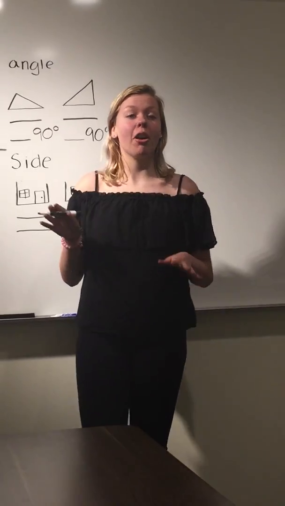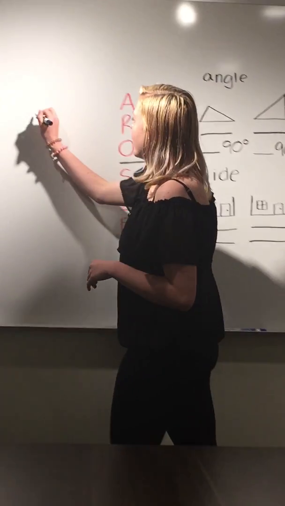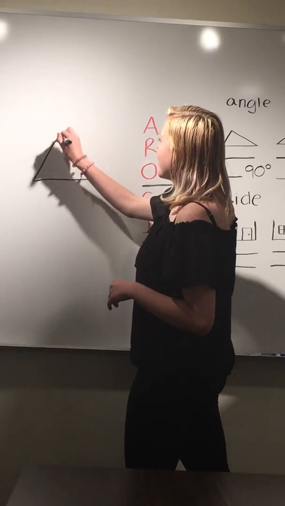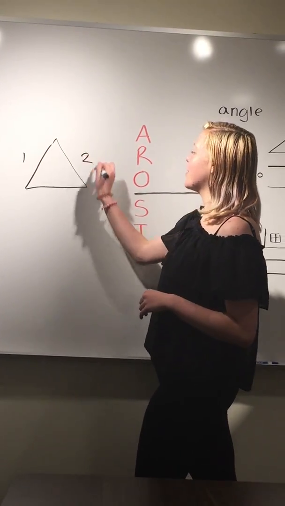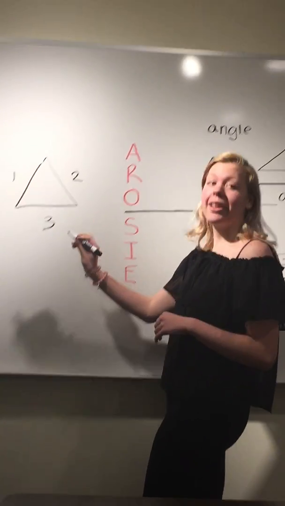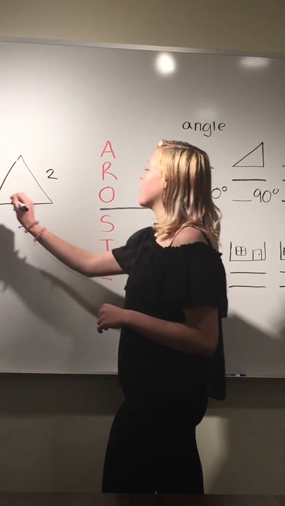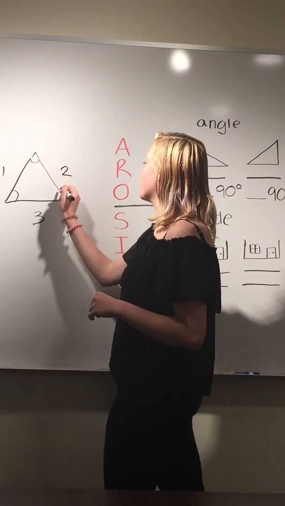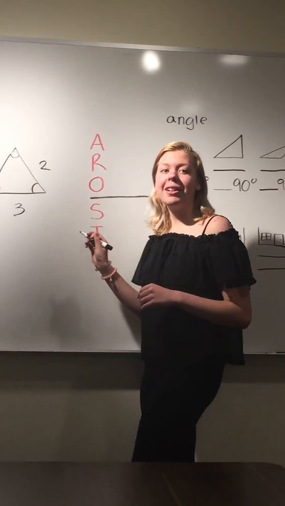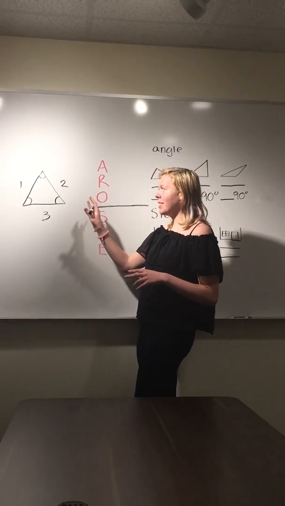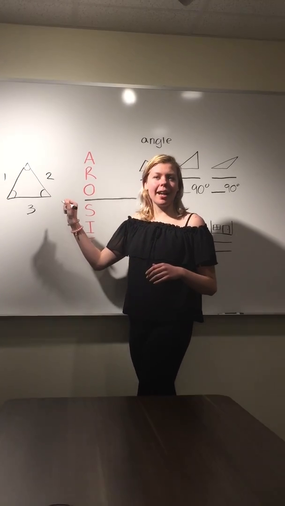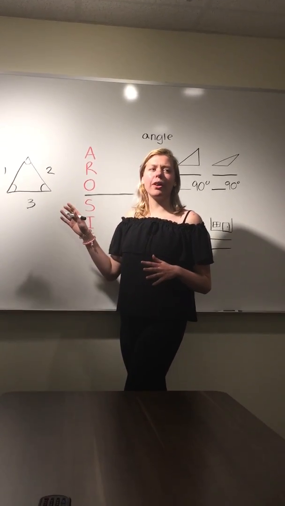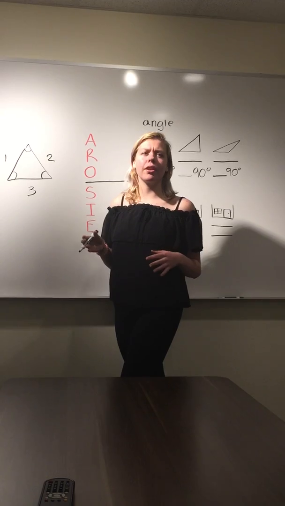So let's recall what we already know about triangles. A triangle has three sides, 1, 2, and 3. They also have three angles, 1, 2, 3. So taking what we know, that once again a triangle has three sides and three angles, we're going to figure out what different kinds of triangles there are.